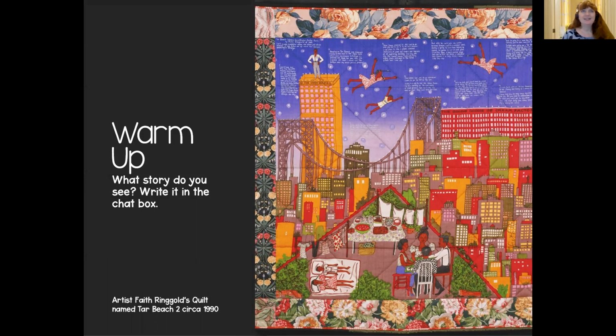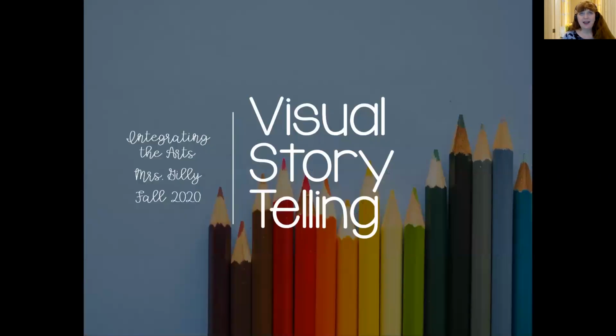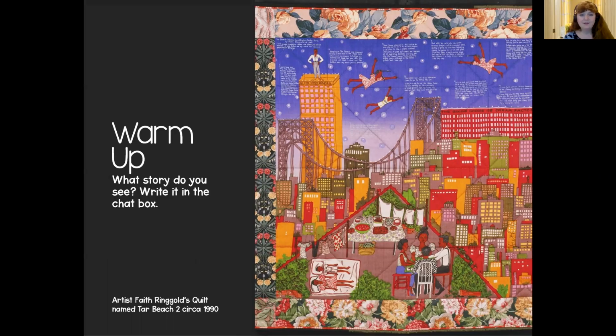All right, so today we are going to talk about visual storytelling, integrating the arts into ELA. All right, for our warm up, look at this quilt, this beautiful quilt. It's by Faith Ringgold. And I want you to tell me, what story do you see? What do you see? Write it in the chat box. What do you see? All right, so take a couple minutes to write it in the chat box.